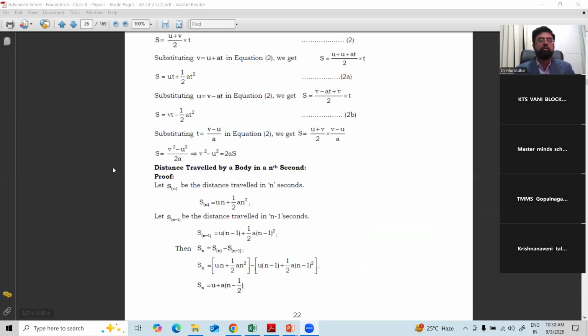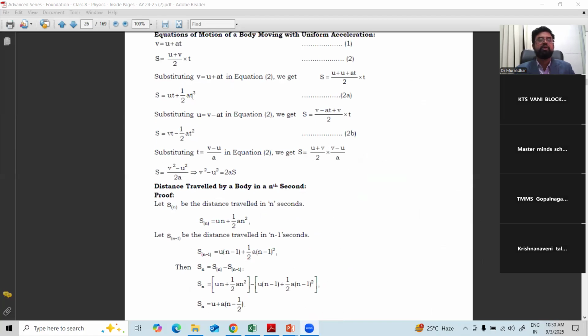V square minus U square by 2as. The simple way you can, by using the same average axis, see. The first equation and second equation, we are using both. By using both, you can get it by substituting one into another. We know the average velocity. We know the velocity.